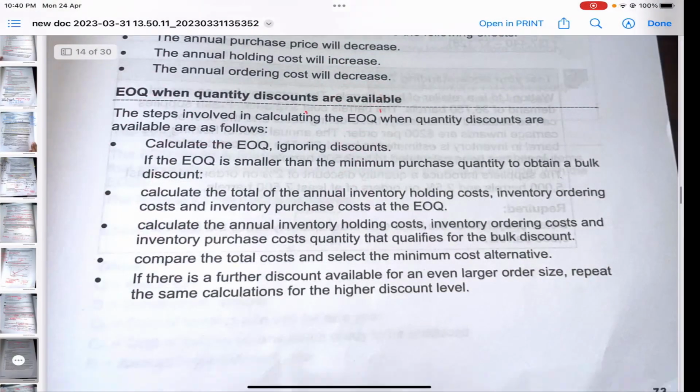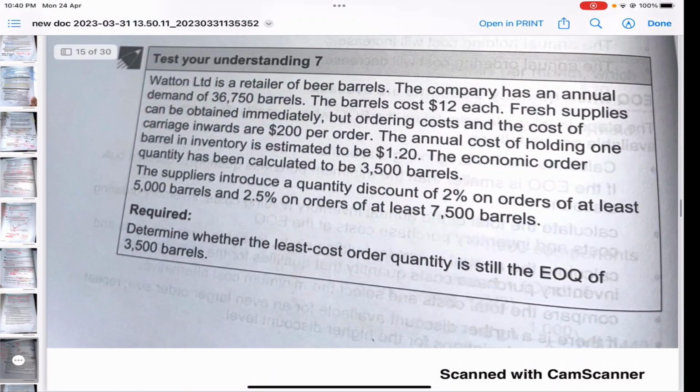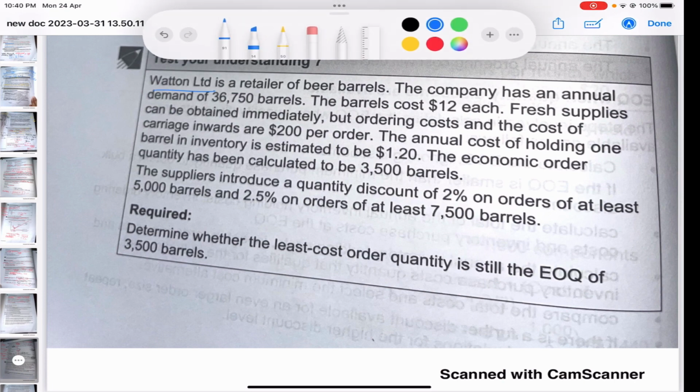Now we'll be beginning with the test your understanding number 7. Water Limited is a retailer of beer barrels. The company has an annual demand of 36750 barrels. So D is given over here. D is my annual demand. The barrel cost 12 each. Price of 1 is also given.